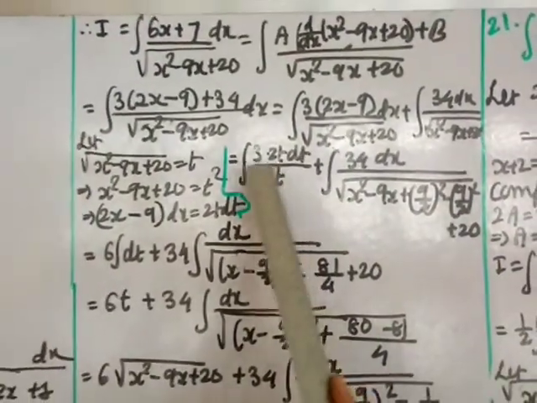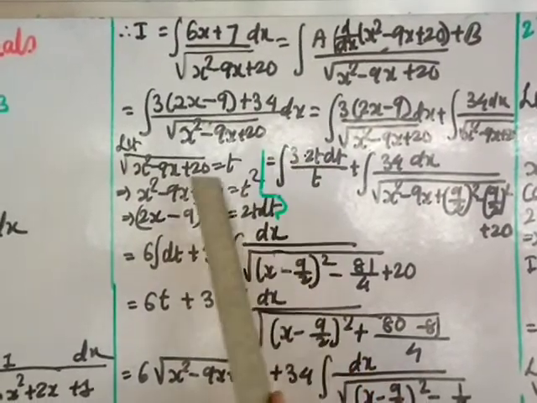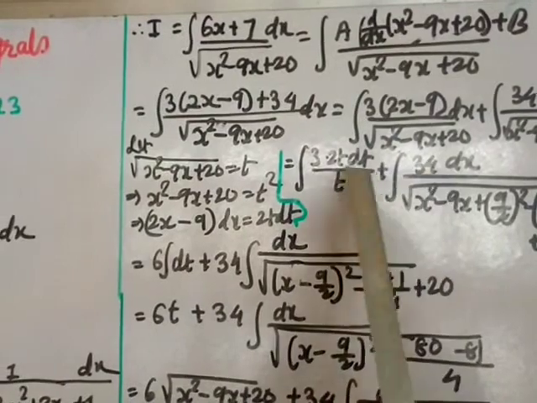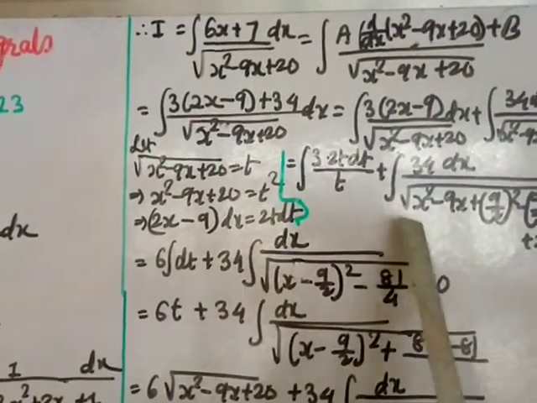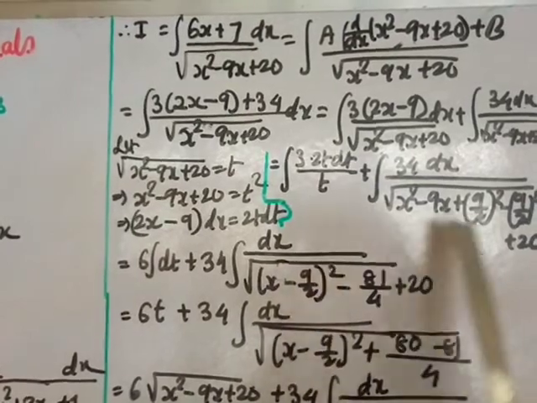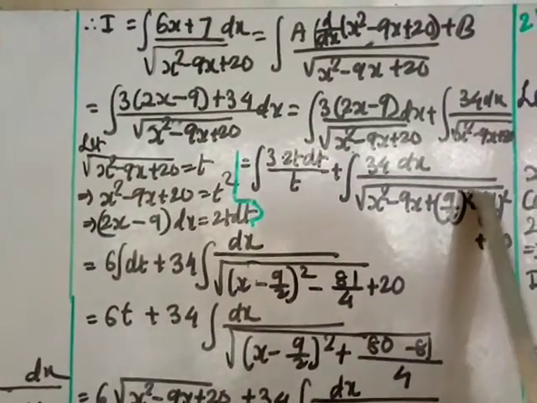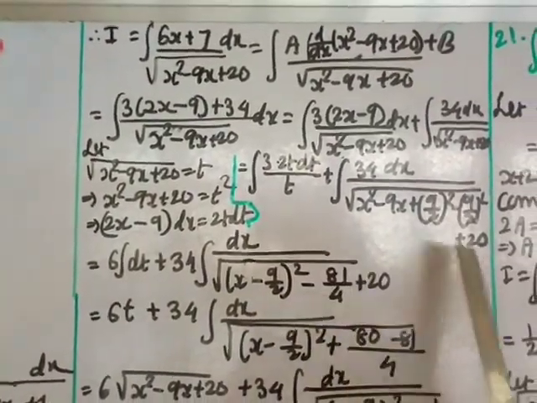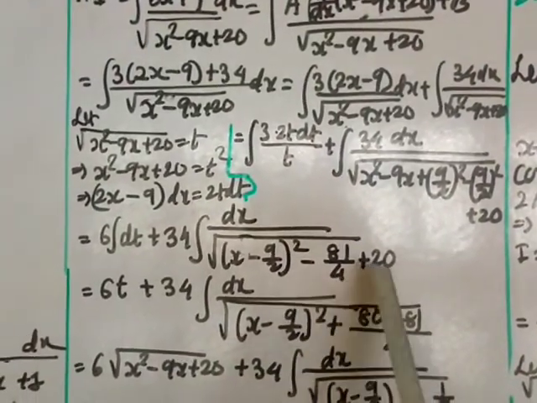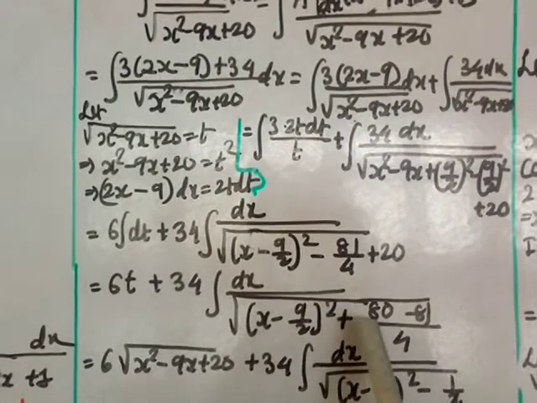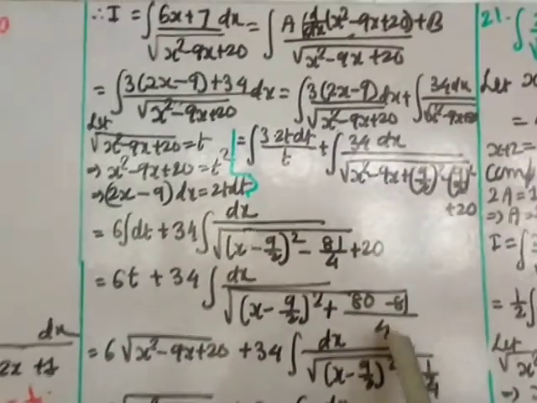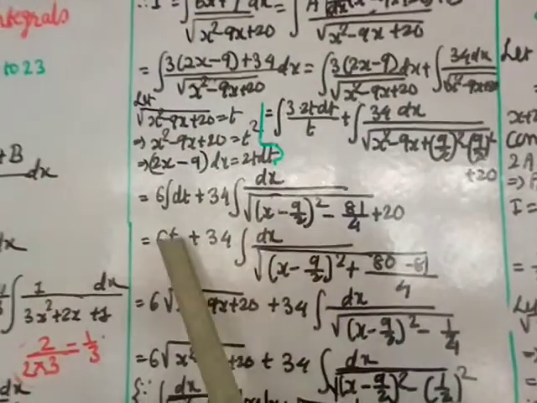Okay, so here t cancels with t, 2 into 3 is 6, so 6 take out of the integral, so 6 integral dt plus 34 I am just taking out of the integral dx, and as I said this is a perfect square, so x minus 9 by 2 whole square, and this 9 by 2 means 9 square is 81 divided by 4 plus 20, and this is negative. Okay, and I am taking the LCM here, so 20 into 4 gives you 80, and that is positive, so I am just writing plus, and this minus 81 divided by 4. Okay, this is as it is, this is as it is.